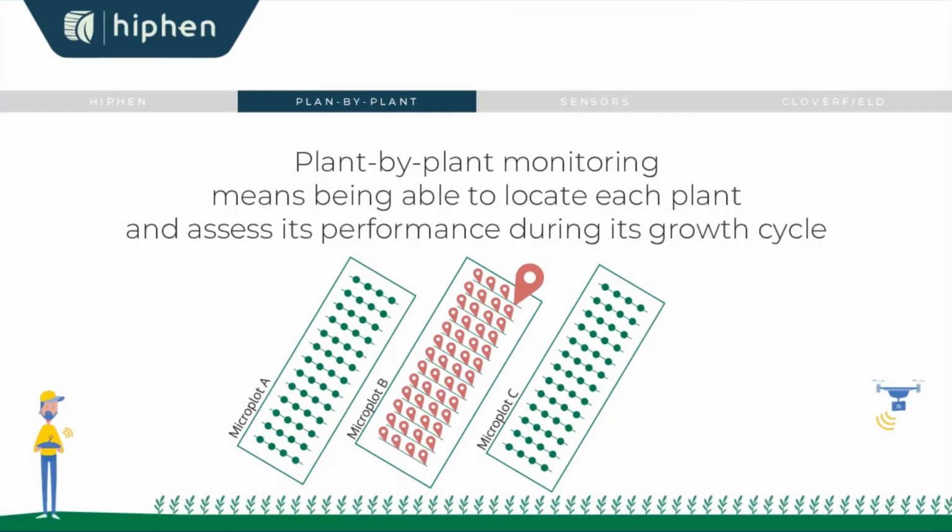What do we mean though by plant-by-plant monitoring? Just before we launch into all the details, I just wanted to clarify that what we are talking about here is the ability to locate each plant in your trial. So here you can see 3 microplots, and the idea is to locate each plant and assess its performance during the growth cycle of the plant. So this is a very unique solution in that sense.